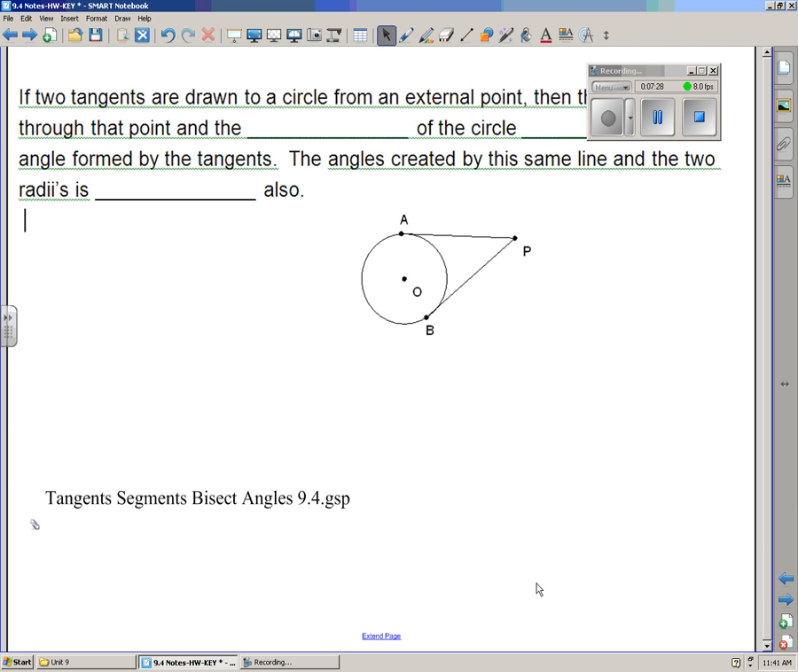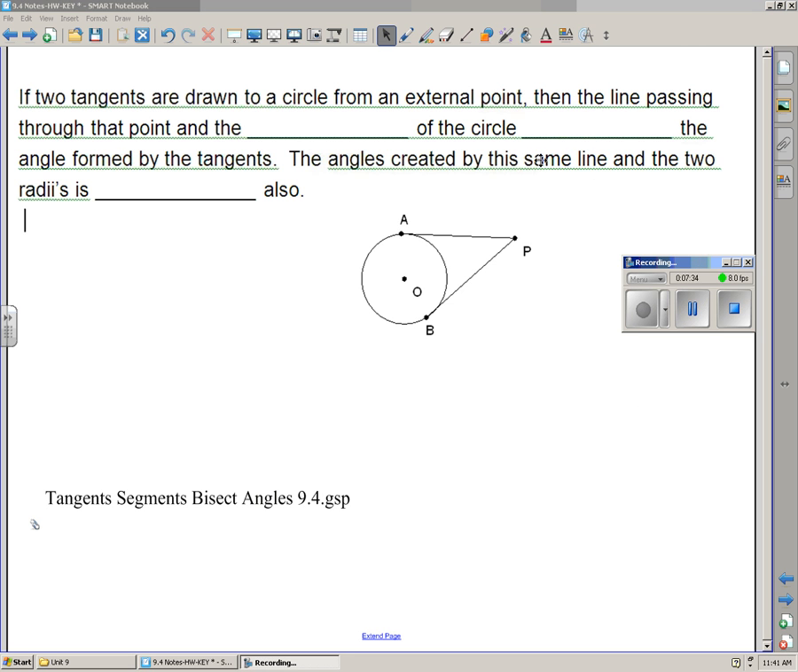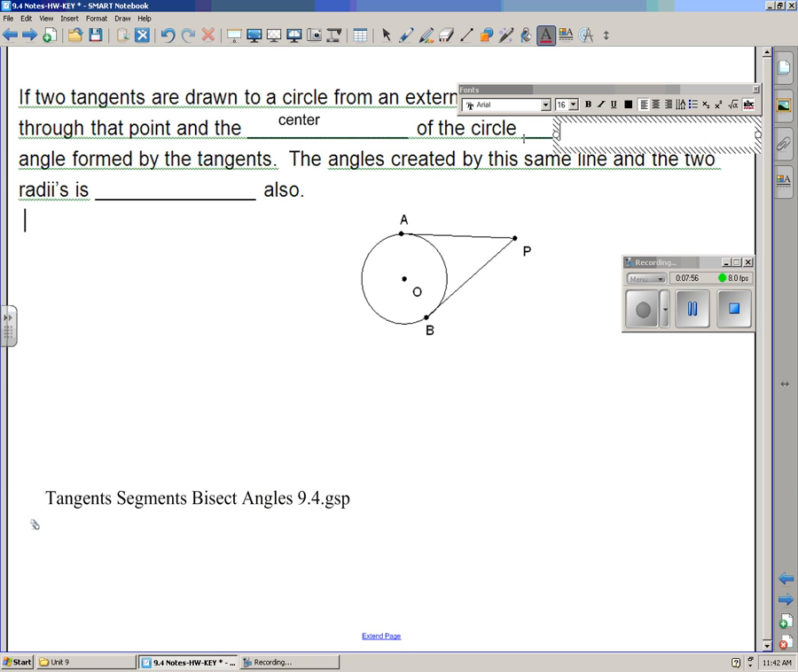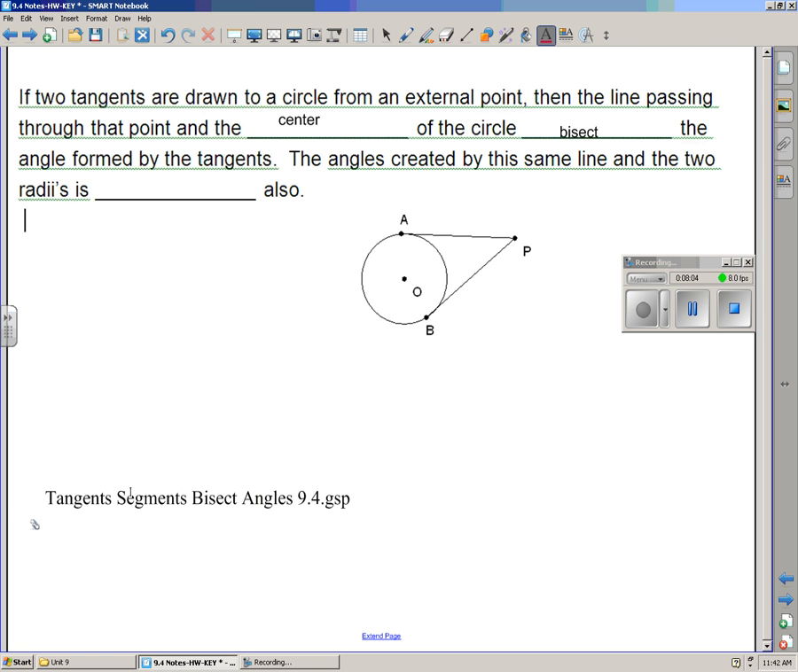So here's another one that you have. If you've got two tangents that are drawn to a circle from an external point, then the line that passes through the point and the center of the circle is going to actually bisect the angles formed by the tangents. Okay, so let me just put this in here and I'll show you on the sketch pad. So what happens in here is we're going to pass through the center of the circle, and then over here we're going to bisect the angles formed by the tangents. So let's take a look at this thing real fast.